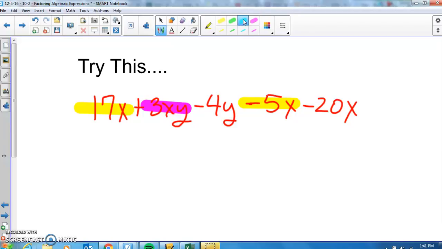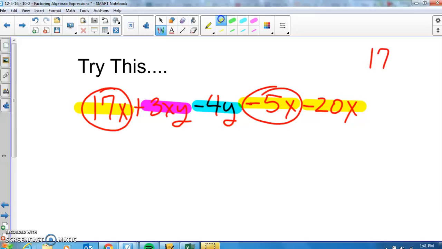All right, what about that minus 4y? Is there anything else that has a y? There is not. That minus 20x, that one goes along with the 17x and that minus 5x. So what I'm going to do is combine my like terms. I've got 17x minus 5x. So just think about it mathematically. 17 minus 5 gives you 12. All right, so then I'm going to take that, 12 minus 20.